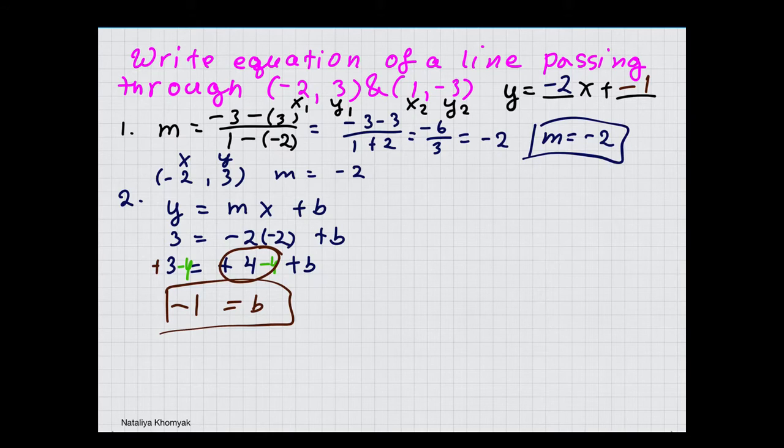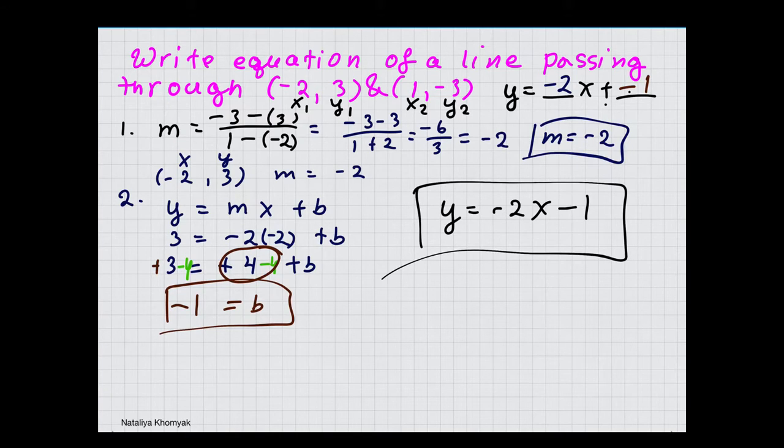So we just need to simplify this a little bit. We have y equals -2x, positive times negative, -1, and this is our solution.